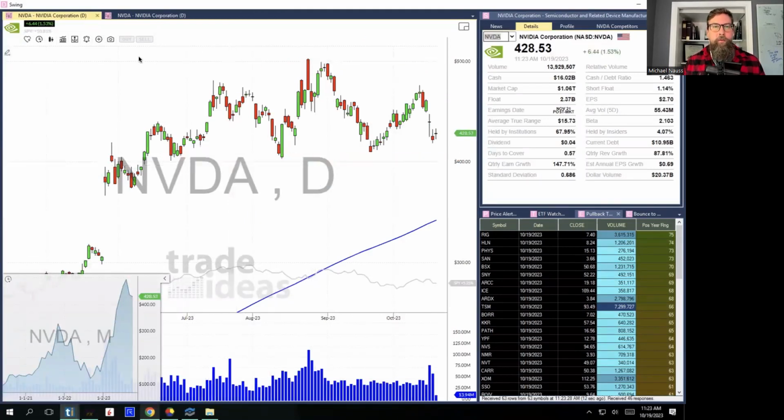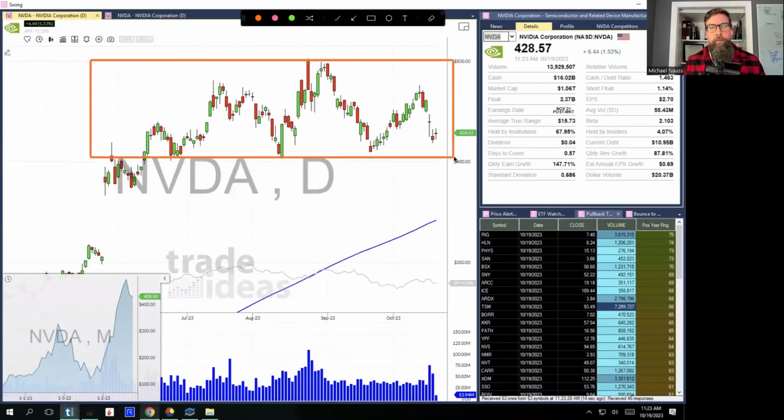For me, as long as we are stuck in the middle of this range, I'm not really too interested in it. If we got to the low end of the range down here around 400 and I saw some support there, that might be a good place to initiate a position. If we get above this 500 area, that might be a good place to initiate a position, but it's kind of stuck in no man's land.